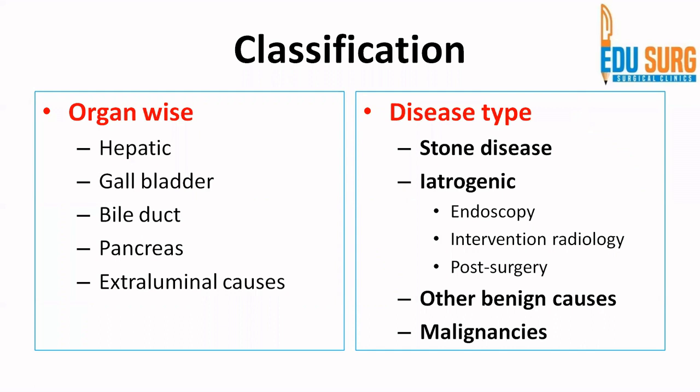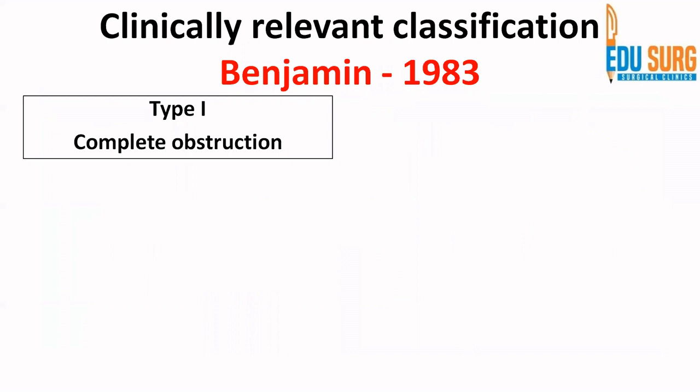So there is an etiology-wise classification, organ-wise and etiology-wise. If you combine these two, that is what leads to the Benjamin classification, but it is very standard.